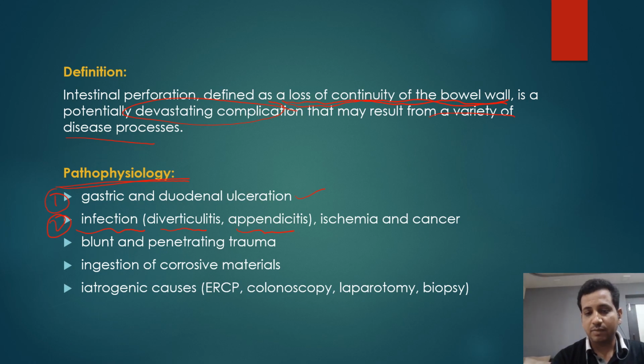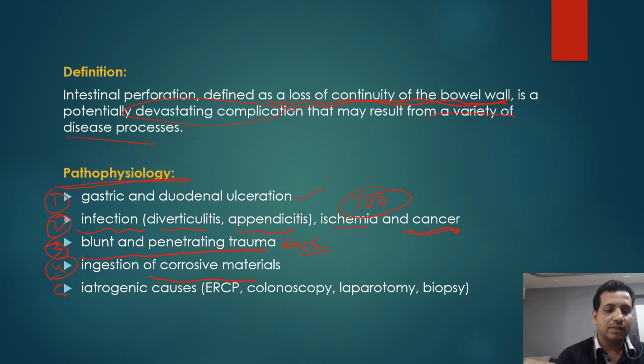And ischemia is an important cause, like in IBD, perforation can be there, and in advanced stages of cancer, the cancers can erode into the bowel wall and cause perforation. And the third important cause is blunt and penetrating trauma. As we have seen, knife injuries and injuries with other sharp objects can cause bowel perforation. And next, the fourth important cause is ingestion of corrosive materials like acids and alkalis, which can cause perforation.